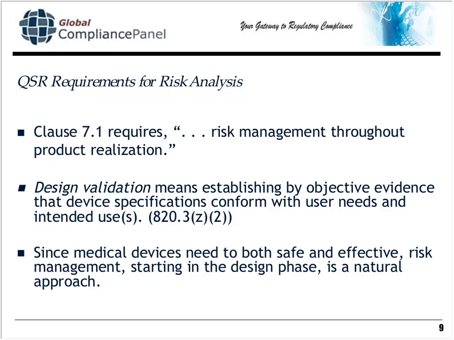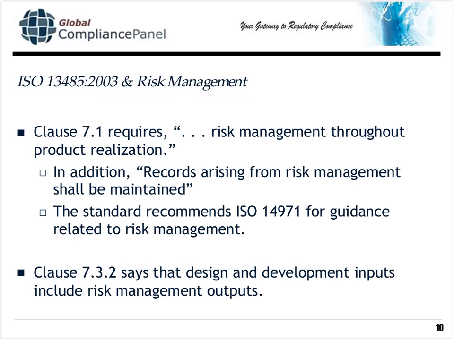Now, in 1345, it's in a different place. It's in product realization, and the requirement there is risk management throughout product realization. You have to maintain records, and 1345, which is the quality management system that's used in the vast majority of the world outside of the United States, recommends using ISO 14971 for guidance related to risk management. So the issue here is that 1345 is used, for example, in the European Union.